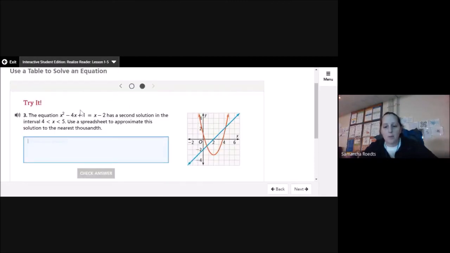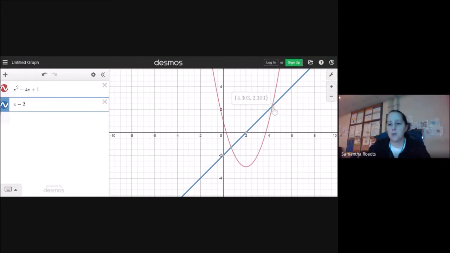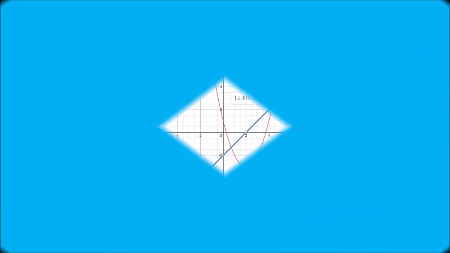So what I'm going to do is use a spreadsheet in order to solve this. So basically I start plugging in information. When I do that, I will get x is approximately 4.303. Okay, so here if you look at the graph, you can see I've graphed the x squared minus 4x plus 1 and the x minus 2. It does give me 4.303 as my x value.